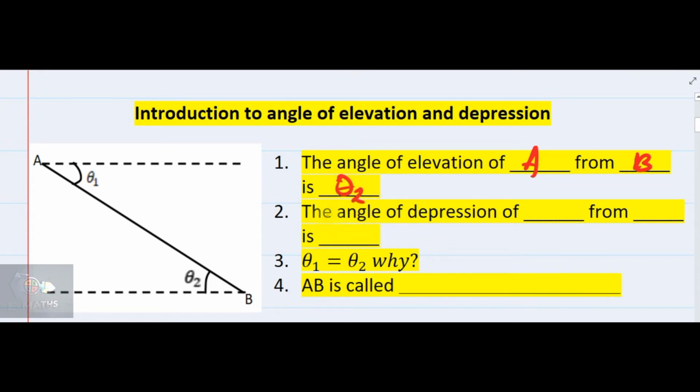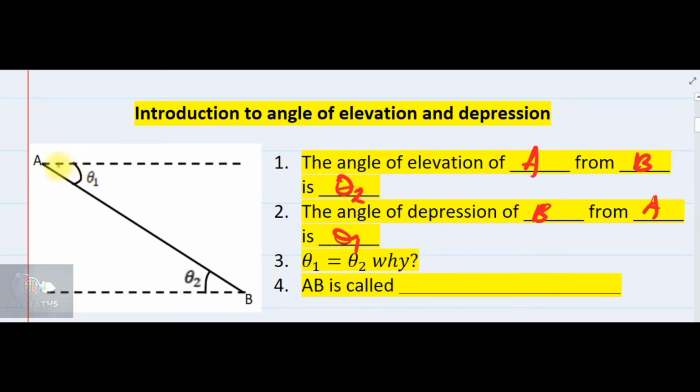The second question: the angle of depression of dash from dash. From A we depress, you look down. So the angle of depression of B from A is theta 1. The third question: theta 1 equals theta 2.